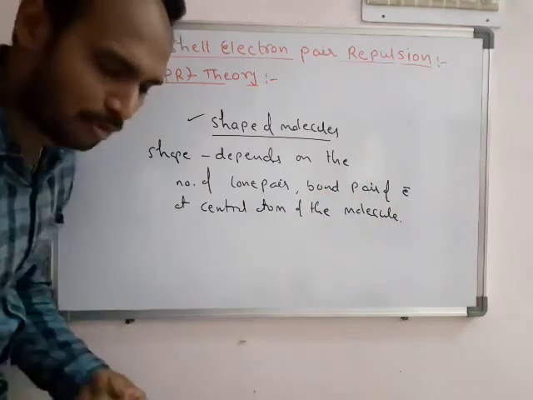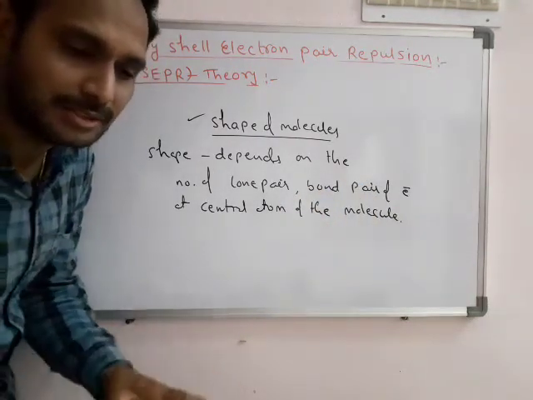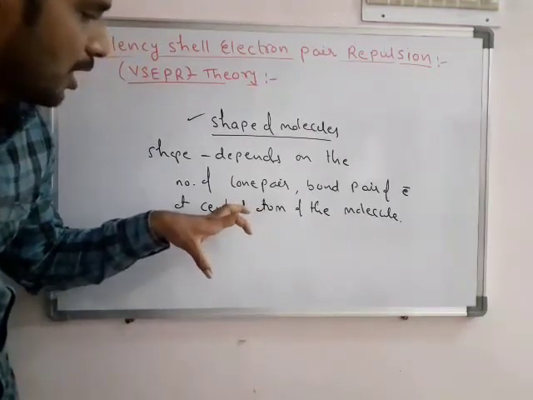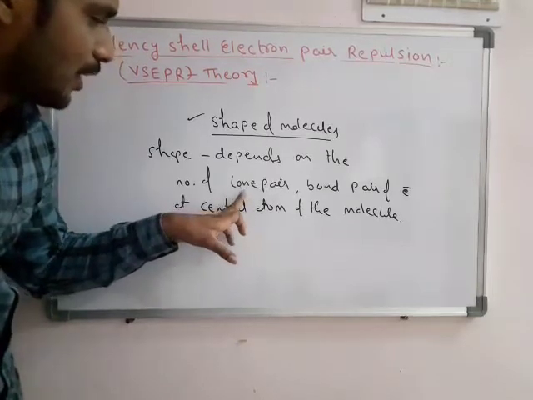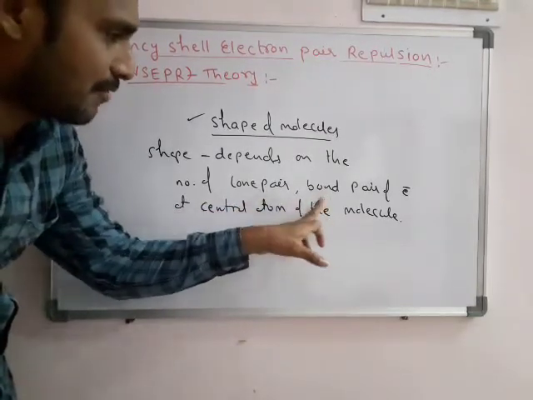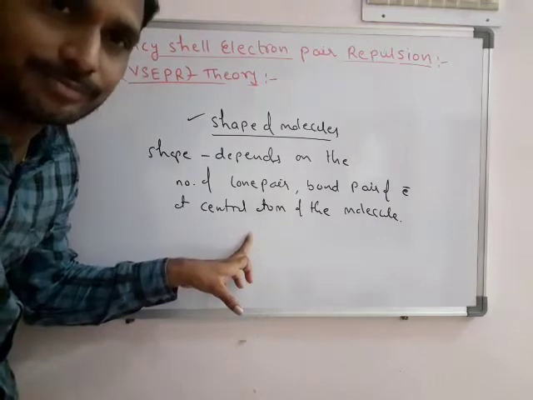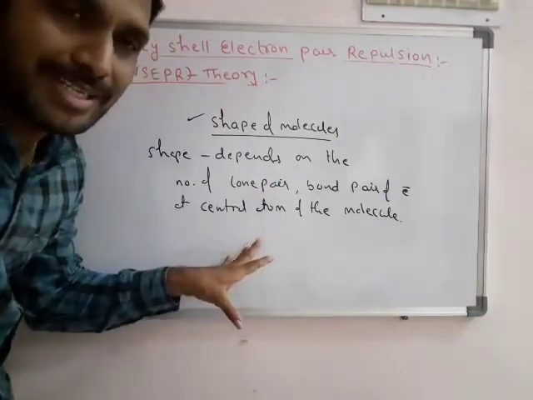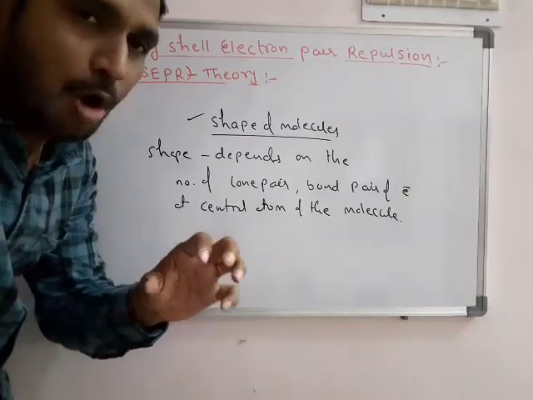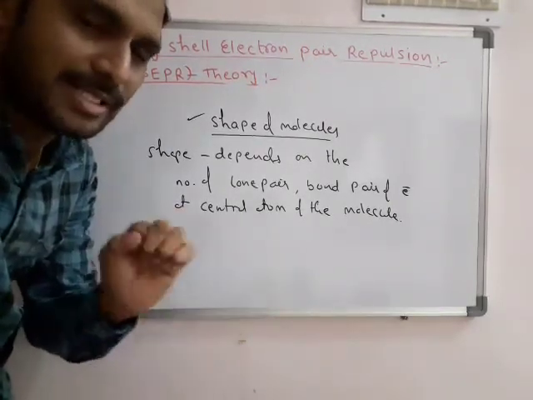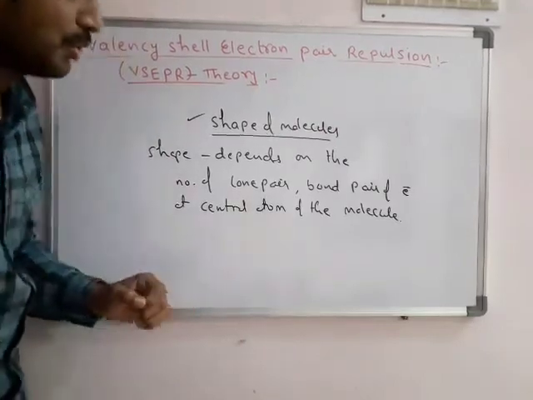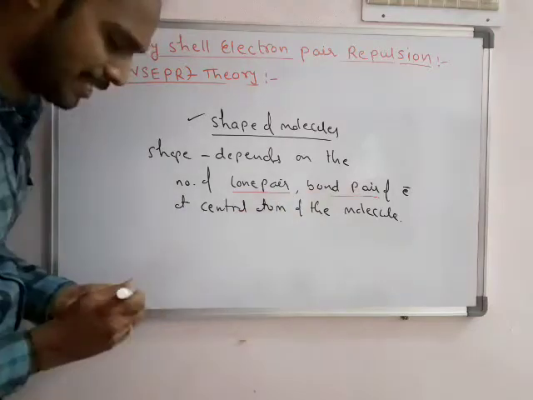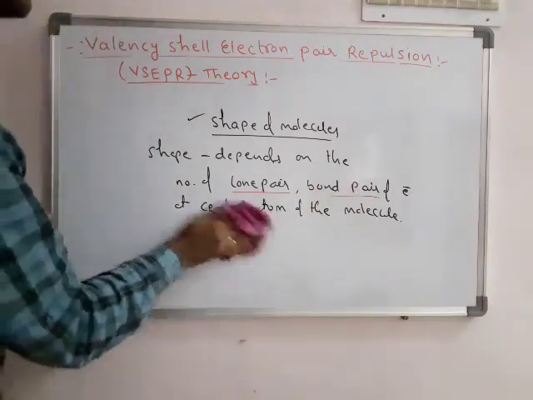Means the shape of the molecule totally depends on the central atom. We need to know about the lone pair of electrons and bond pair of electrons present on the central atom, how many bond pairs it has, how many lone pairs it has. So now see what is meant by bond pair and what is meant by lone pair of electrons.